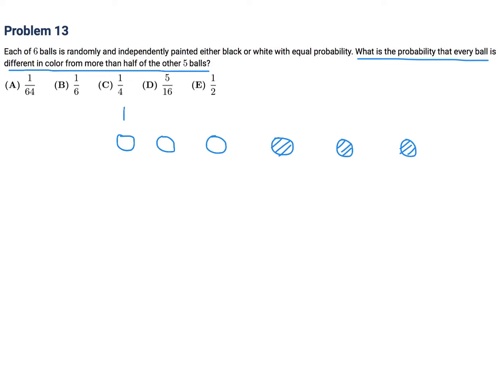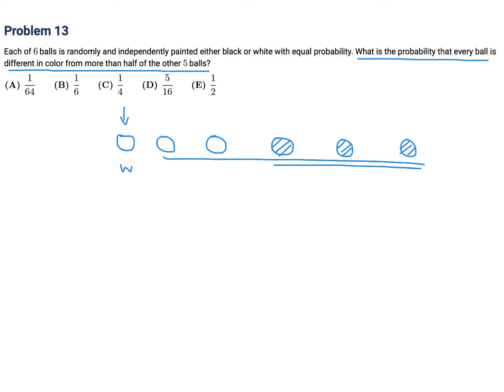Okay, let's concentrate on this one. This is a white ball. Is it different in color from more than half of the other 5 balls? Well, here are the other 5. More than half of those 5 would be 3 or more, right? Is it a different color than more than half? And the answer is yes, because there's 3 that are black and 3 represents more than half of the other 5. So that sentence is a little tricky to figure out.